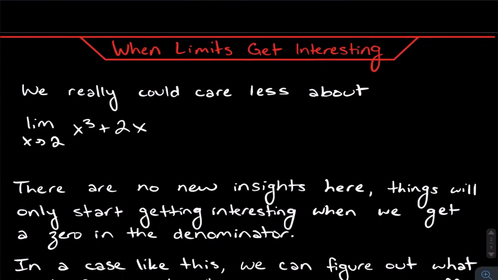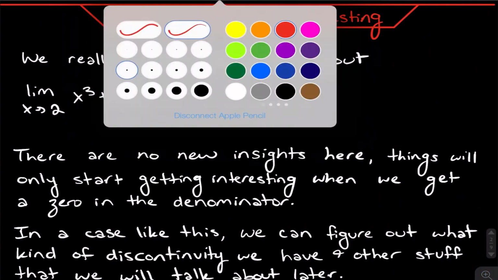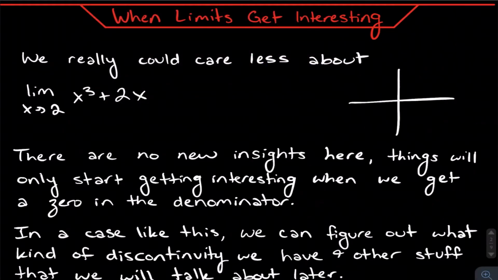So let's begin here with our red section, okay? This is when limits get interesting, right? And so I start this off by saying that we could really care less about the limit as x approaches 2 of x cubed plus 2x. Now, why do I say that? Well, let's say that x cubed plus 2x looks something like this, right? It's going to look something along those lines.